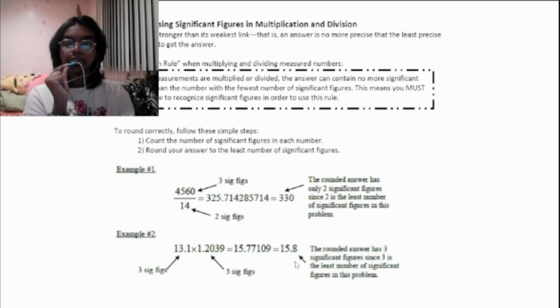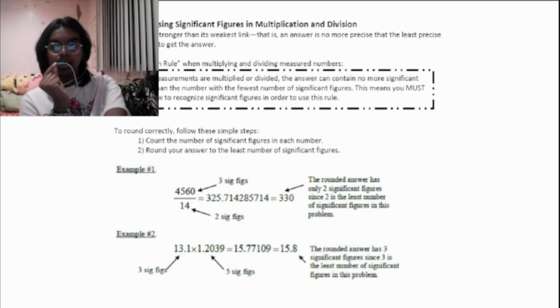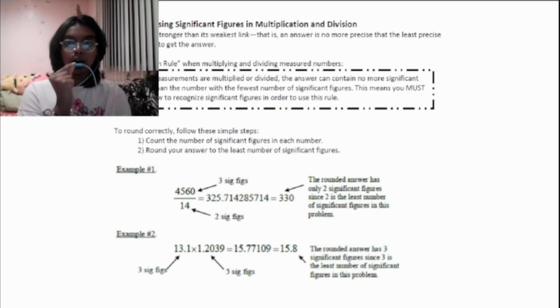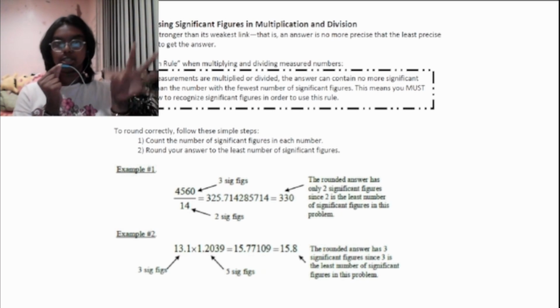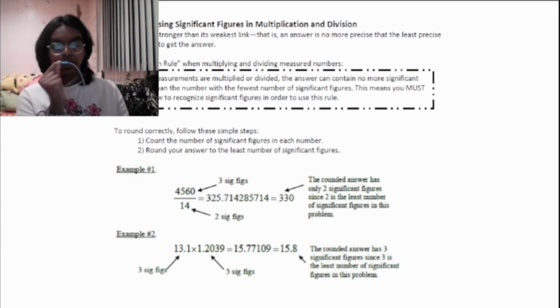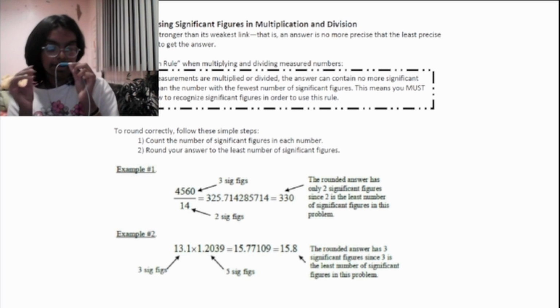Okay, so now we're going to do significant figures in multiplication and division, right? So how do you do this? First, you see how many significant figures each number has. So this is when the significant figures rule comes in, right? So you find out how many significant figures each number has, and then you would round your answer to the smallest number of significant figures, right?